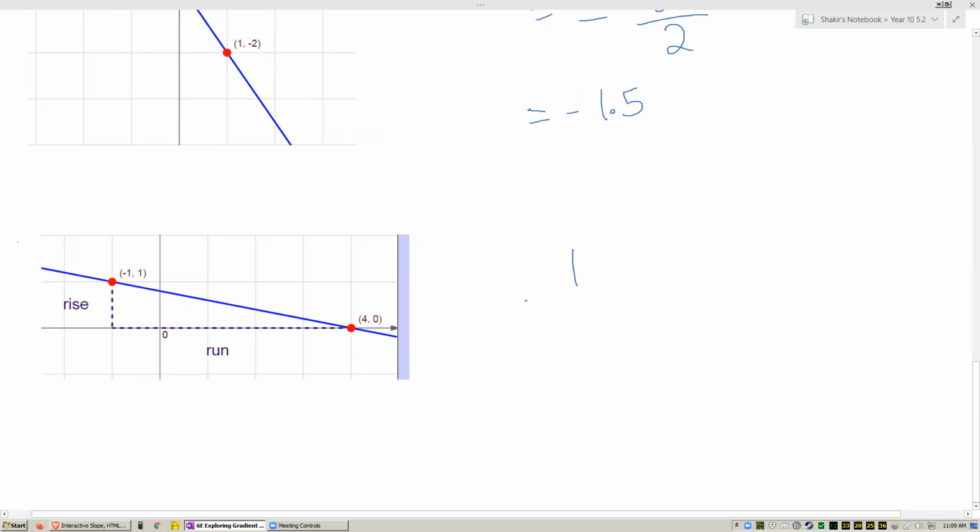Is that a negative line? Yes, it is. Negative 1 over... How much is it going across by? 2, 4, and 1, 5. And the gradient is negative 1 over 5. That's it. That's how you find gradient. It's very straightforward.